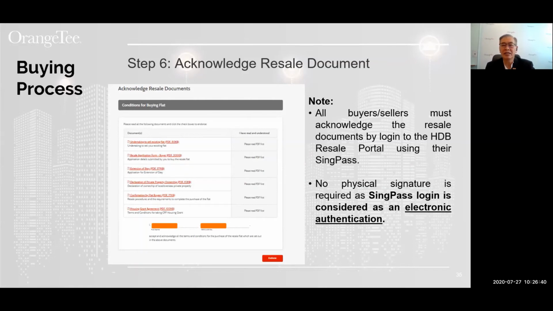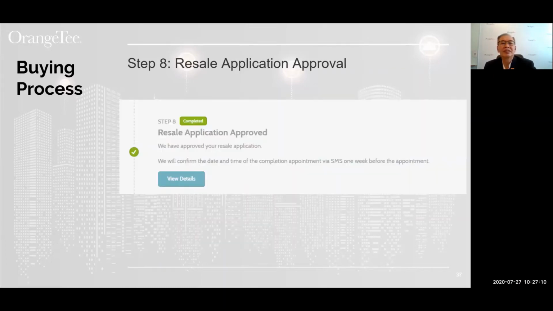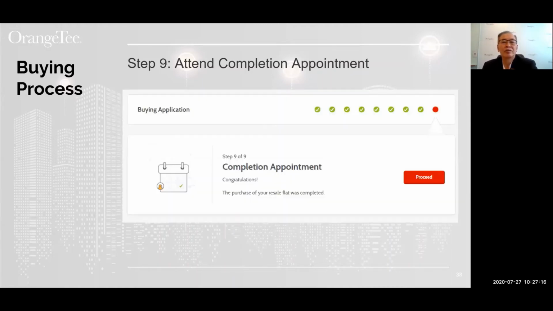Now, all buyers and sellers sign the documents by logging into the HDB resale portal using their SingPass. So no physical signature is required at this moment. The SingPass is the most important. They will ask you for all these documents, and you read through and acknowledge. When you see the box ticked, that means you have already acknowledged. If there are 3 or 4 buyers, all 4 buyers must do this. Finally, the resale application is approved by HDB, and there you go, you go for your completion appointment.